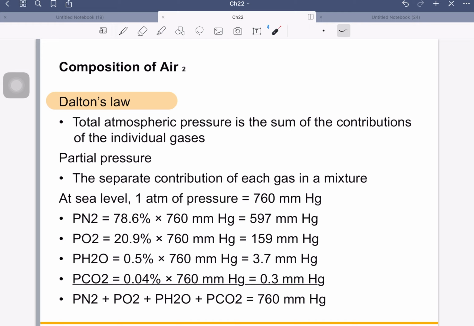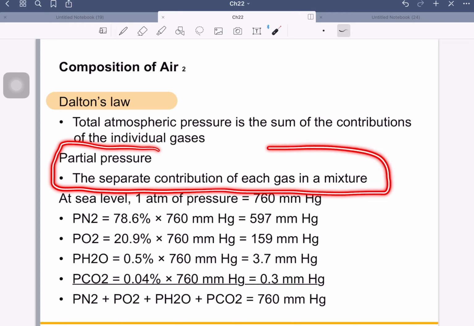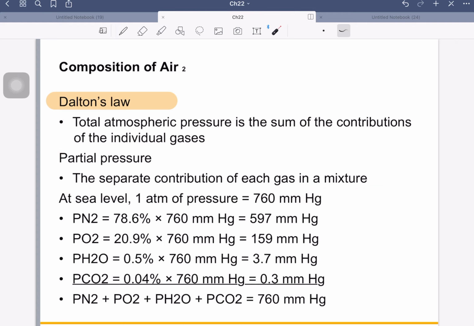As he said, the atmospheric pressure is the sum of the contributions of the individual gases. We're going to call these partial pressures. They're the separate contributions each gas makes in the mixture. Now, this is at sea level. And once again, let me spend a second on that. Why at sea level? Because if I go up a mountain, the ratio of these gases is going to change. Less oxygen, the higher I go up. Think of people that climb Mount Everest. Often they have to use supplemental oxygen because there is less oxygen at altitude. So to standardize it, we think about sea level.